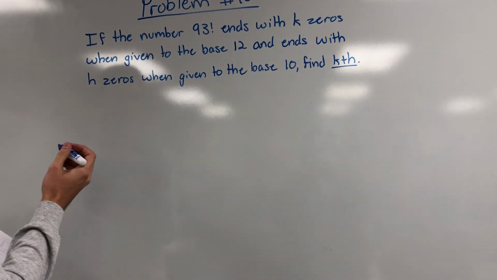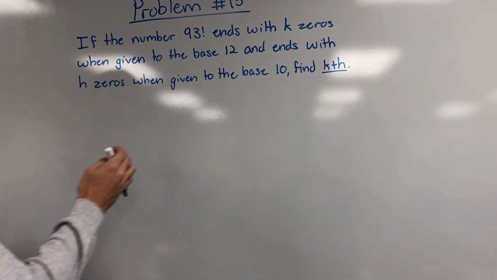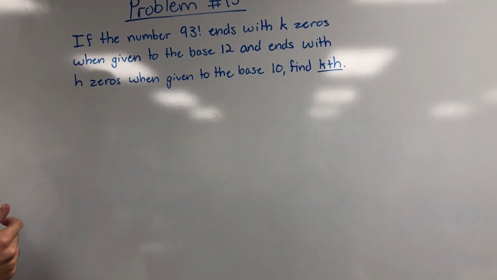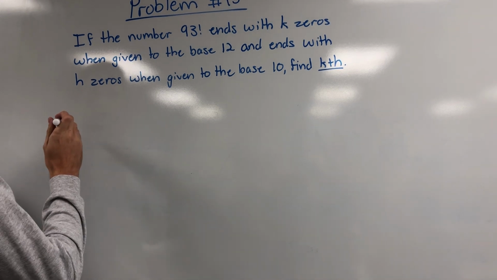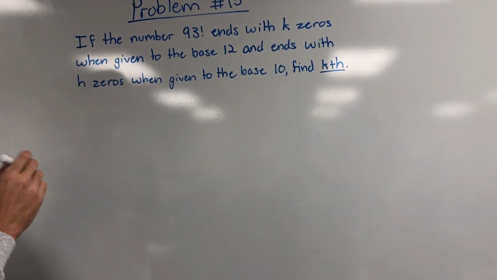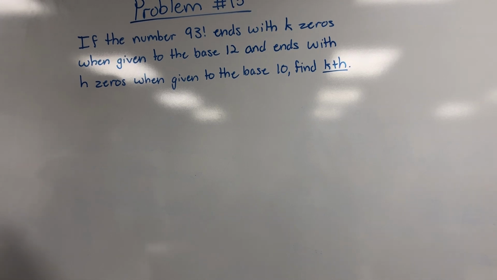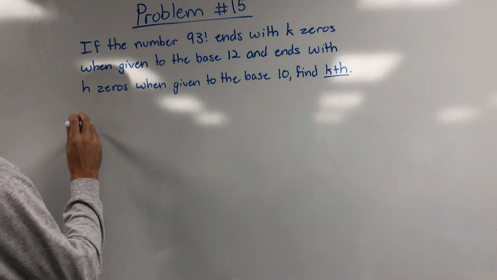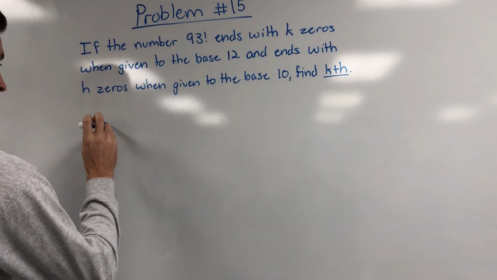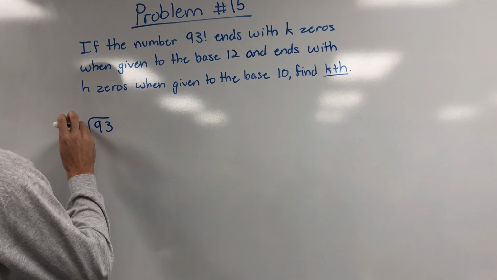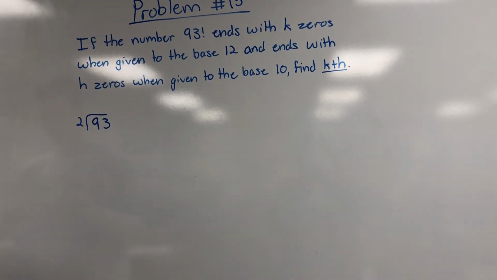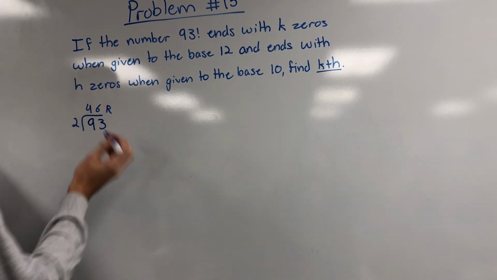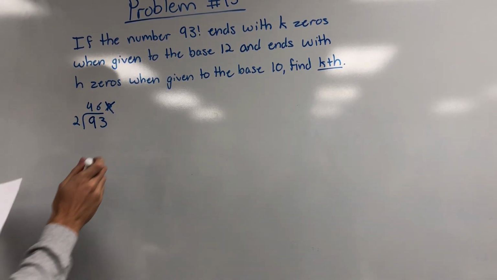When we've done this problem before, we had to figure out how many 10s go into 93 factorial, and that gives us the number of zeros at the end. To find the number of 10s, we need to find the number of 2s and 5s that go into that number, because 2 times 5 is 10. To find the number of 2s, we divide it by 2, and that gives us 46 with a remainder, but we don't care about the remainder, so I'm just not going to put it.